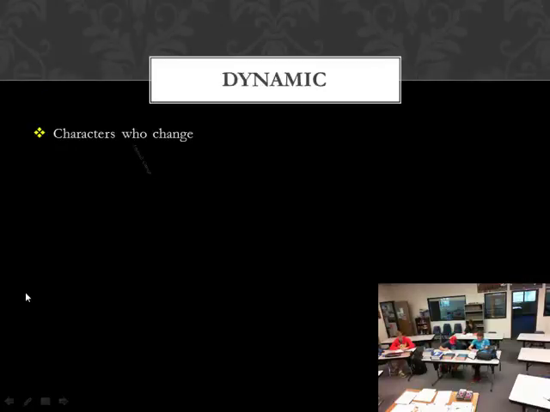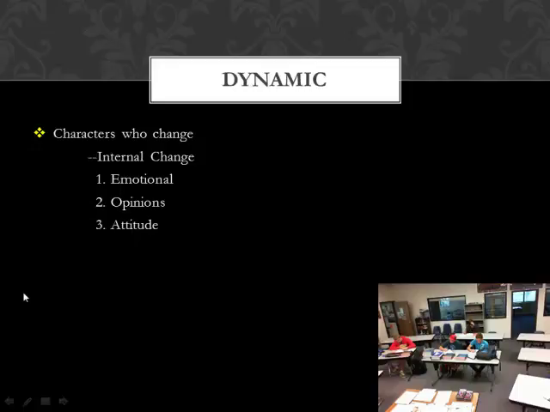And dynamic characters are characters who change. They have internal change. That can be emotional, opinions, or their attitude. When I say inside, think of the mind. You know, emotions come from the mind, opinions come from the mind, attitude is a personal choice. And often in stories, it's those changes that we find most interesting. We find them compelling, because we too, as human beings, we change every day.